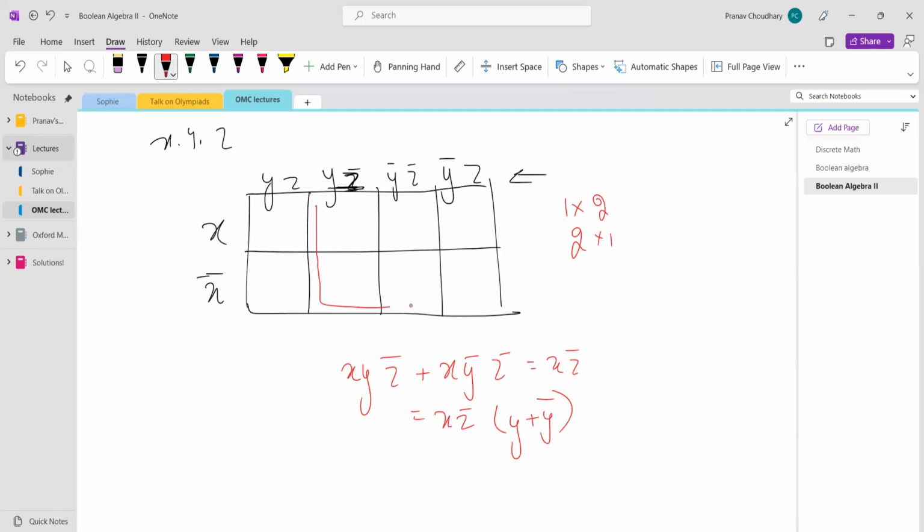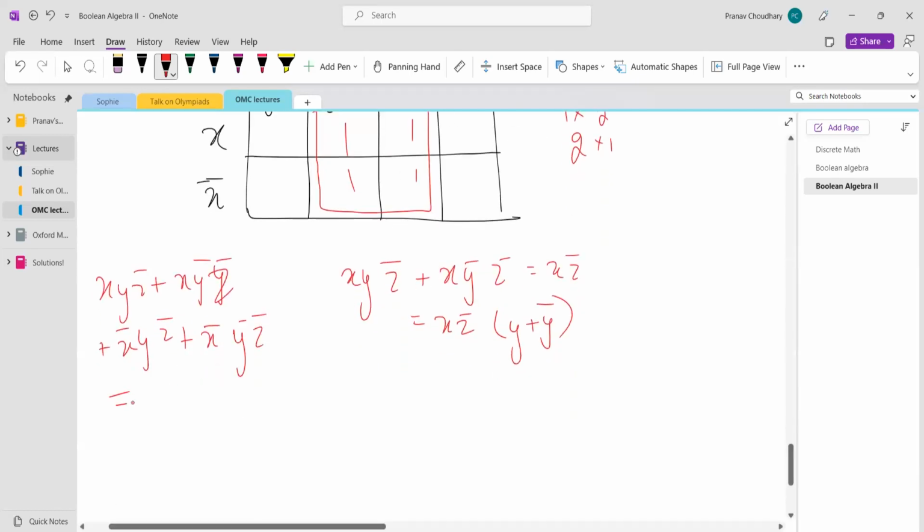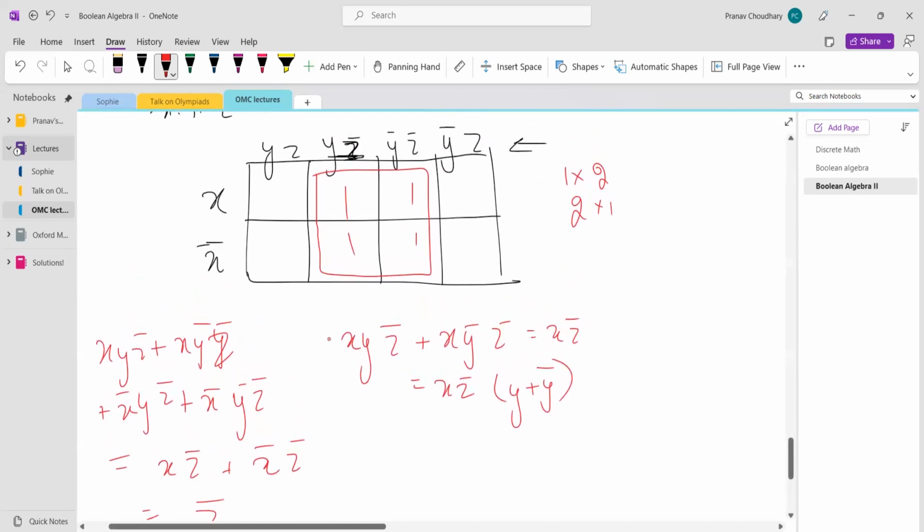Another thing which is good is if you see a small square, like if these are ones, then this is XYZ conjugate plus XY conjugate Z conjugate plus X conjugate YZ conjugate plus X conjugate Y conjugate Z conjugate. The first 2 terms you can combine and write as XZ conjugate, and the third and fourth term you can combine and write as X conjugate Z conjugate, and then you can combine these 2 terms and write it as Z conjugate. So if you see a square, that also helps in minimizing. That is good.